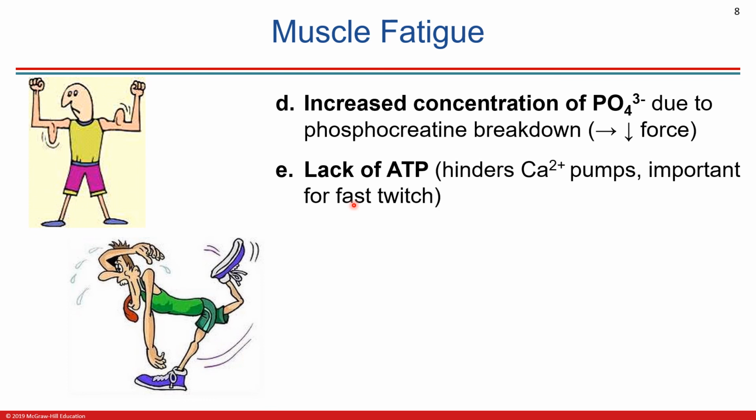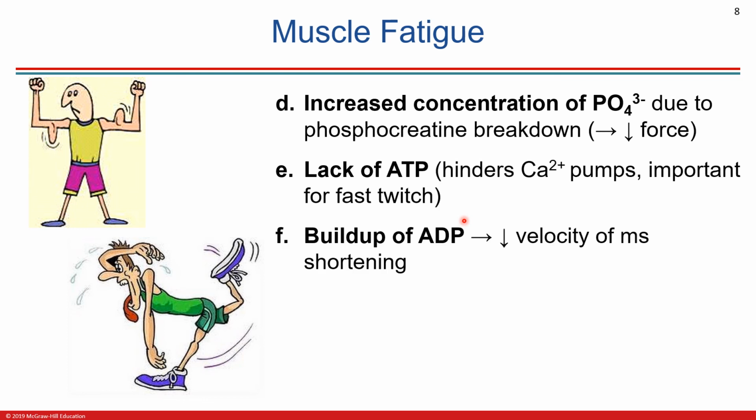And this is really important for those fast twitch muscles because they've got to regenerate that calcium over and over and over again. They've got to flood it out to the troponin, but then they quickly have to get it back in so they can use it again. And that's where a lot of the ATP is being used that's going to influence muscle fatigue.